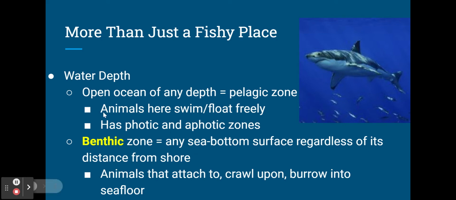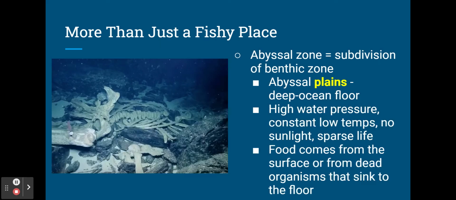Open ocean of any depth is what we call the pelagic zone. Here we have animals that swim and float freely. They have photic and aphotic zones, so light and no light zones. The benthic zone is any sea bottom surface, regardless of its distance from shore. Any animals that attach to, crawl upon, or burrow in that seafloor are in the benthic zone.